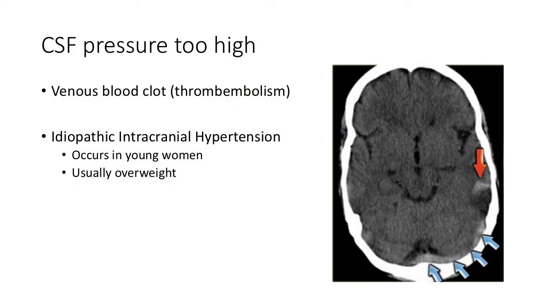On this CT scan, when we see a fresh blood clot, it looks bright white, so we can see the arrows are pointing to a blood clot which is in the area of a vein in the brain.